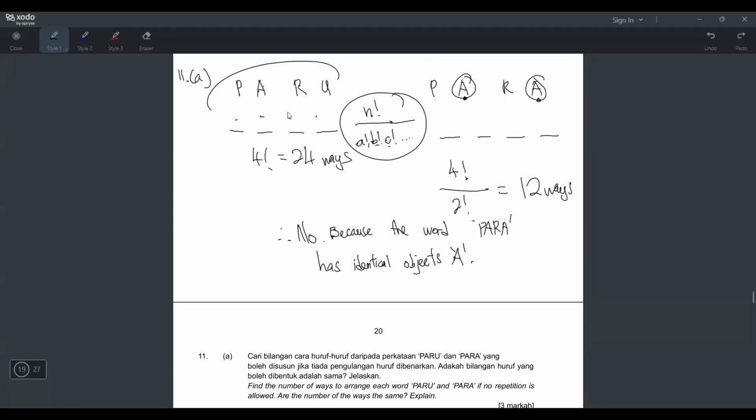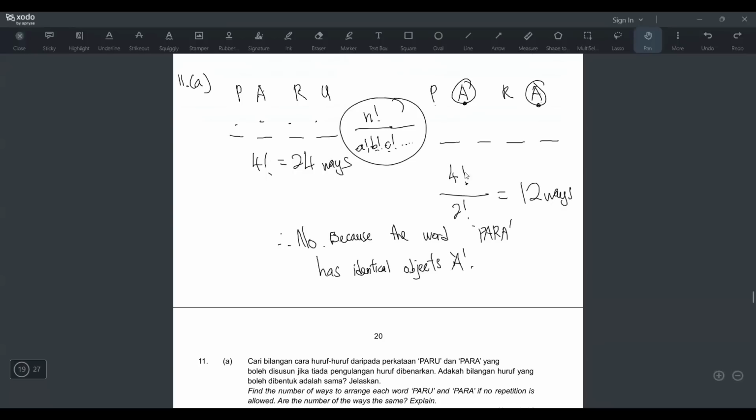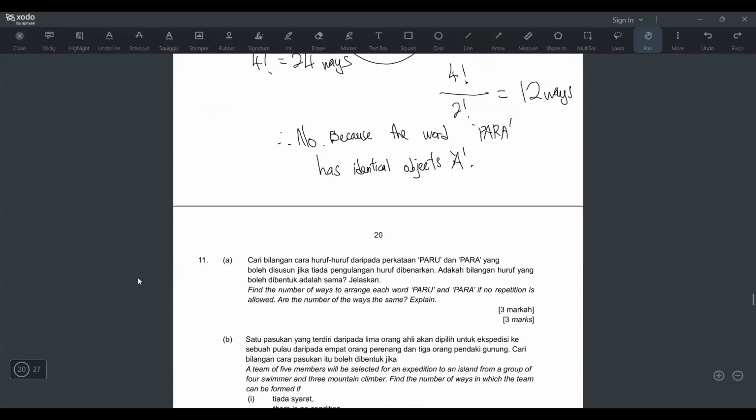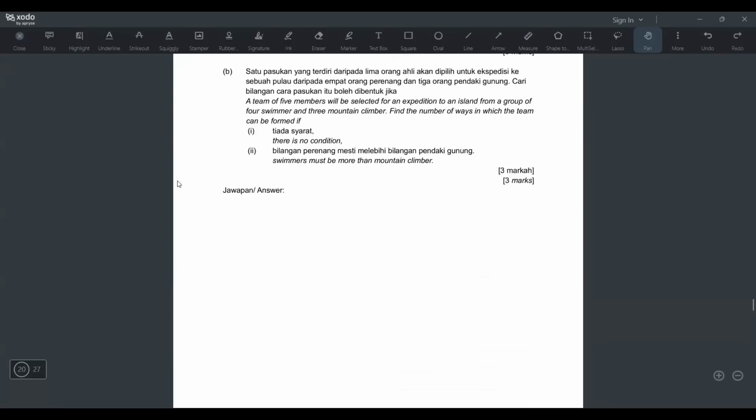Even though they both have 4 letters, the number of ways to arrange is not the same because there are identical objects here, right? So why is it not the same? Because the word PARA has identical objects A. So this is good enough, and you also show the working already. So that's enough to explain why they are not the same. Okay, so 3 marks for this. Okay, sudah siap?